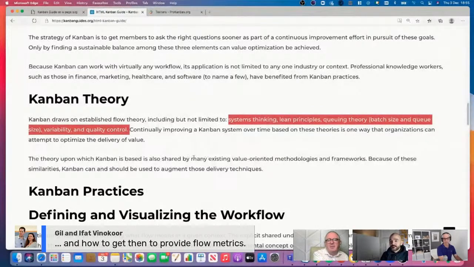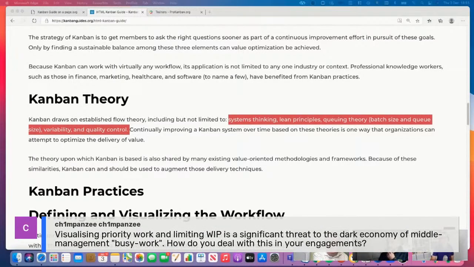Indeed. I'm going to go to Chimpanzee next. He's got a comment there. He's saying, so visualizing priority work and limiting WIP is a significant threat to the dark economy of middle management busy work. How do you deal with this in your engagements?